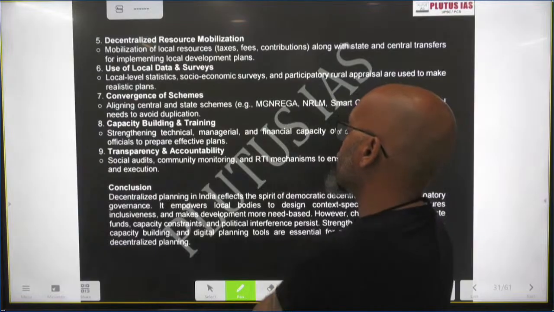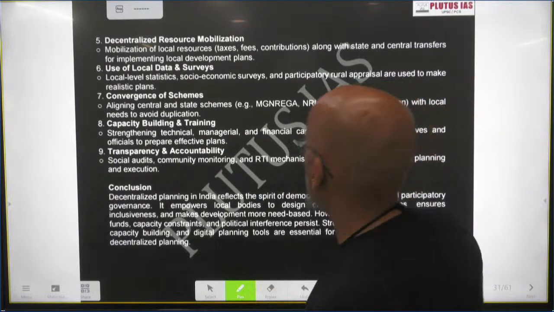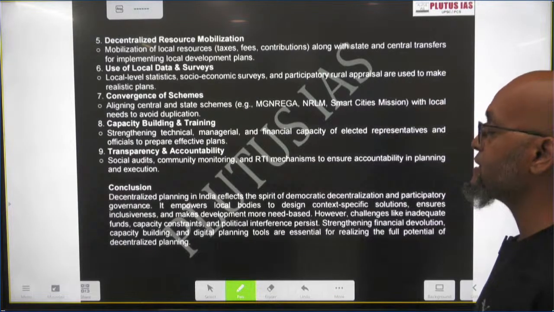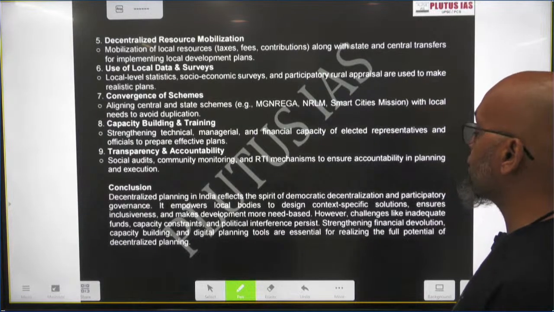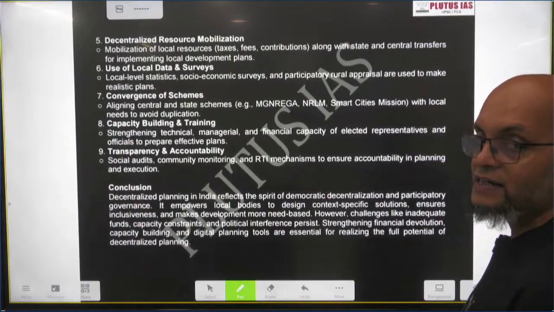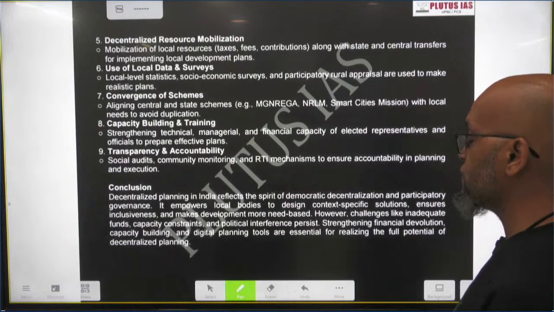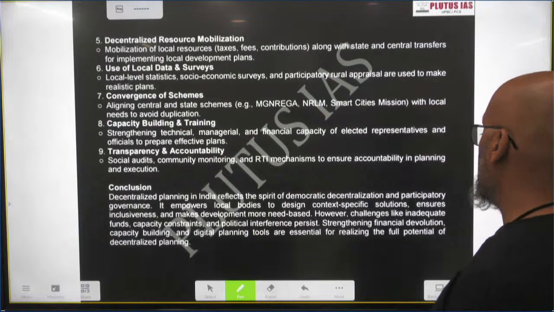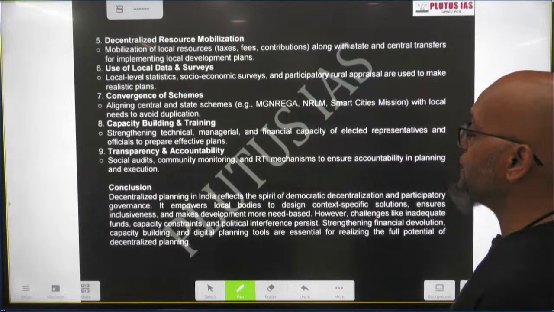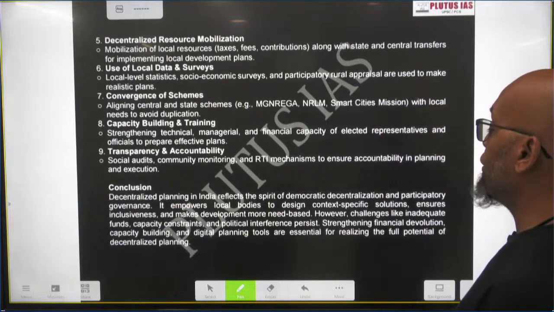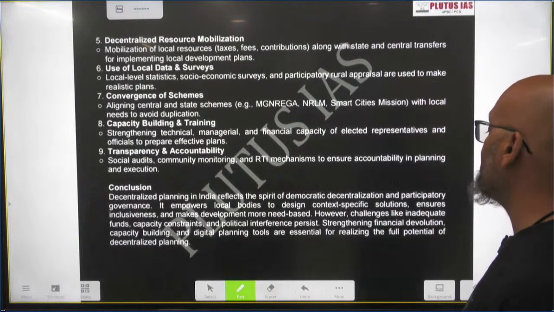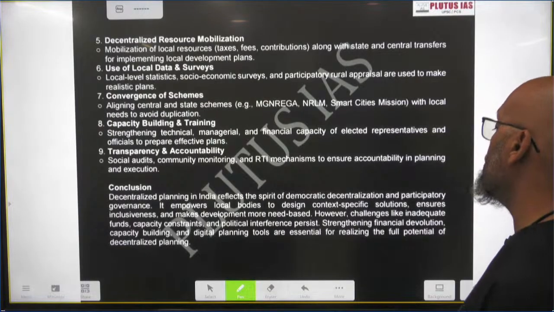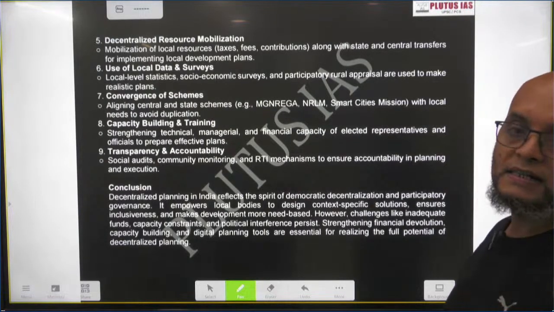Conclusion: decentralized planning in India reflects the spirit of democratic decentralization and participatory governance. It empowers local bodies to design context-specific solutions, ensures inclusiveness, and makes development more need-based. However, challenges like inadequate funds, capacity constraints, and political interference persist. Strengthening financial devolution, capacity building, and digital planning tools are essential for realizing the full potential of decentralized planning.